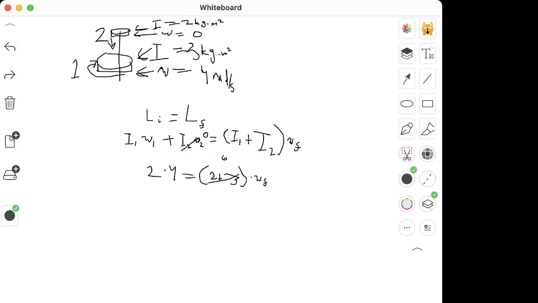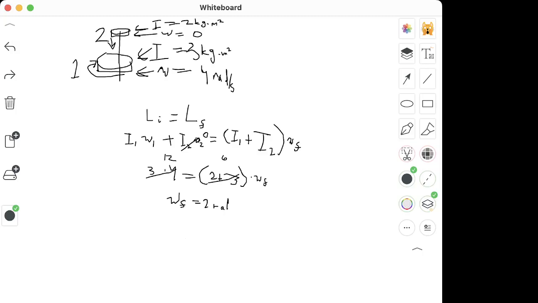Oh, sorry, I made a small mistake. It's not 2, because remember there's the moment of inertia of object 1, so it's actually 3. And then 3 times 4 is 12, and you divide by 6 on both sides, you get an angular velocity of 2 radians per second.